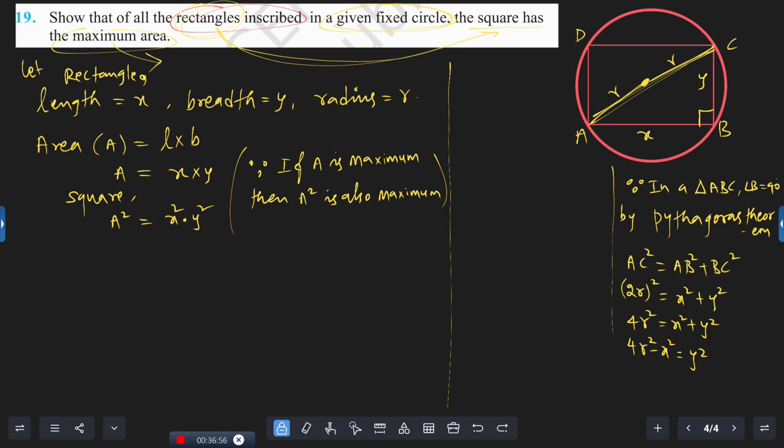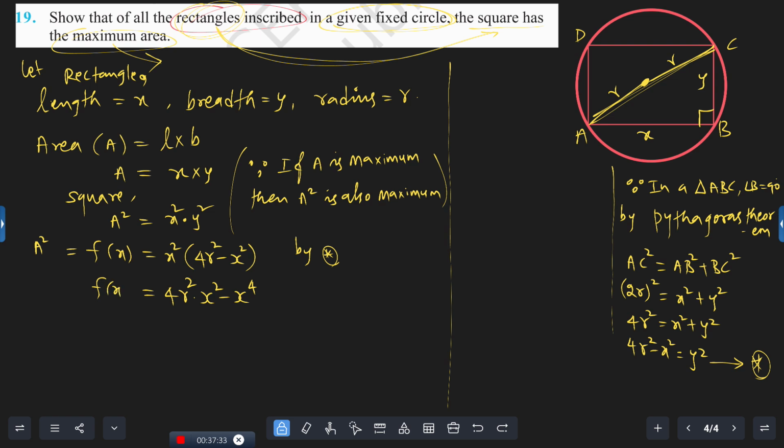Now, x square into y square, what do I know? Y square, by the star point, is 4 times R square minus x square. Take the x square and multiply inside: 4 times R square into x square minus x square into x square, x power 4. So this one let me take as f of x. The A square I am taking as f of x, not an issue, because we got it in terms of the x variable.